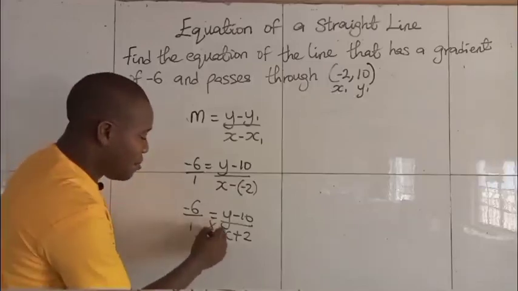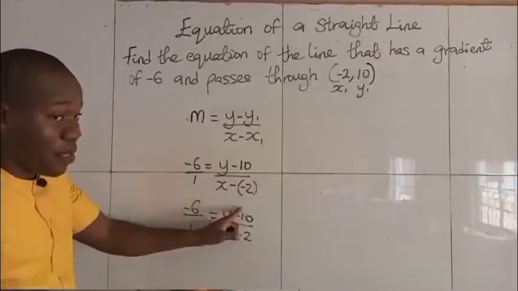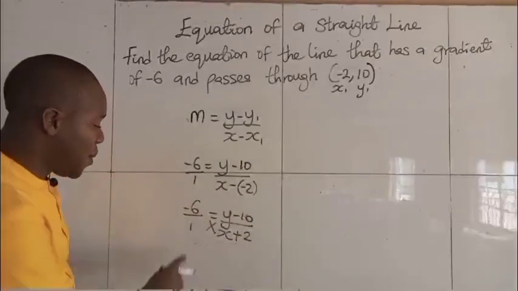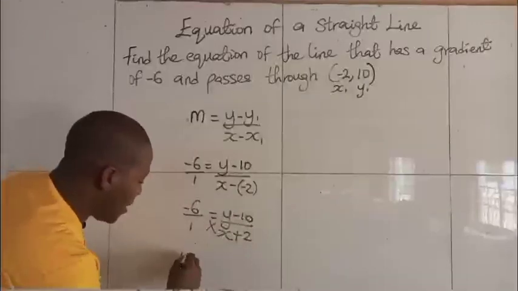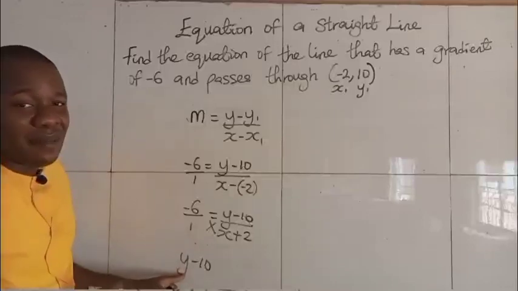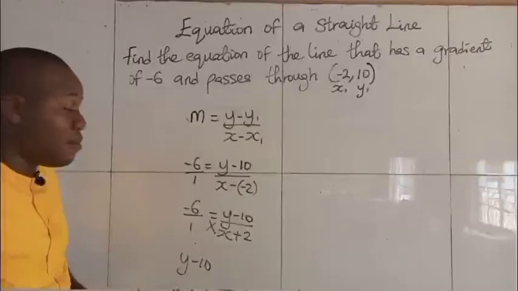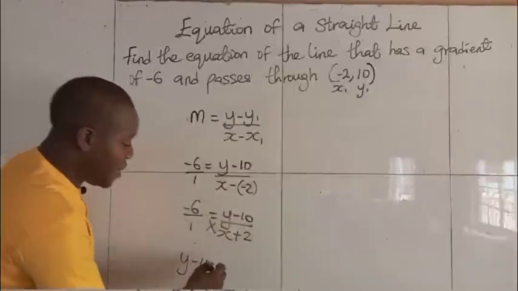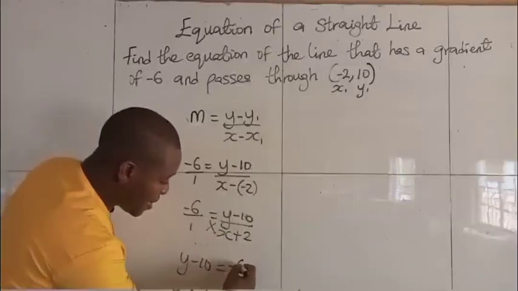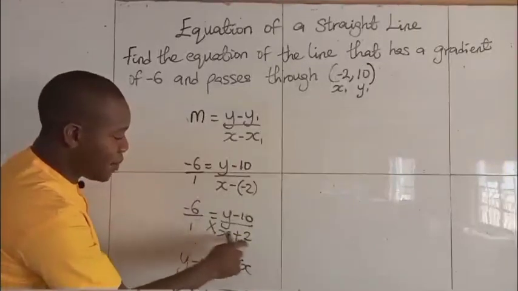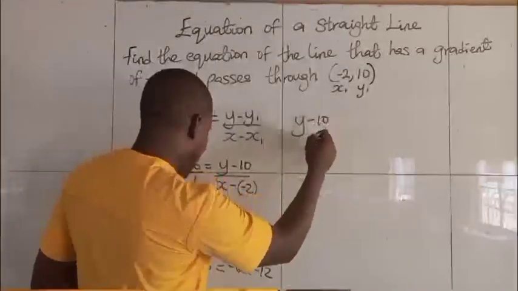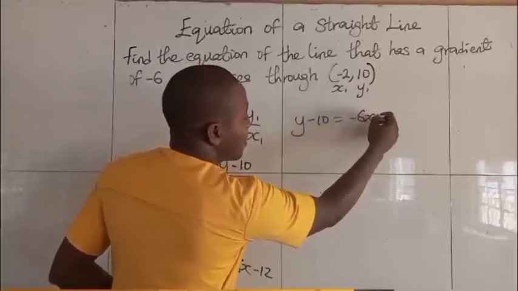We can then cross multiply. The denominator here multiplies the numerator at the other side, and the numerator here multiplies the denominator at the other side. When we do that, 1 multiplied by y minus 10 gives y minus 10, because when 1 multiplies anything, it remains the same. 1 is the multiplicative identity, the identity for multiplication. So 1 times this gives this, equal to -6 multiplying everything here. So -6 times x is -6x, and of course -6 times +2 is -12. So I have y minus 10 equal to -6x minus 12.